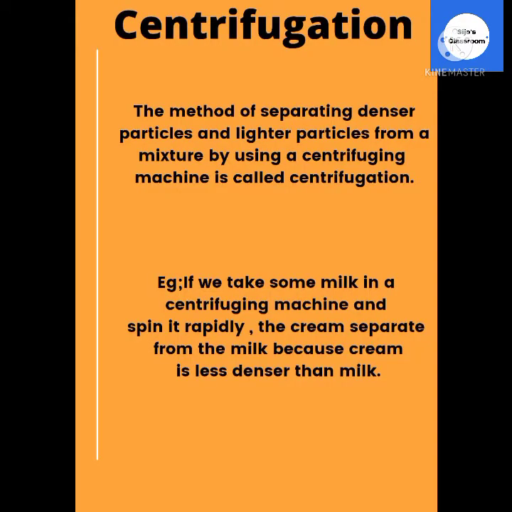Second method is centrifugation. The method of separating denser particles and lighter particles from a mixture by using a centrifuging machine is called centrifugation. For example, if we take some milk in a centrifuging machine and spin it rapidly, the cream separates from the milk because cream is less dense than milk.